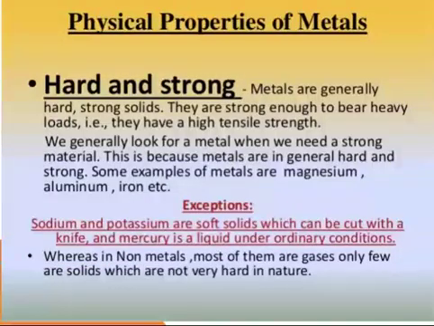Next, let us see the physical properties of metals. The first property is that metals are generally hard and strong. They are strong enough to bear heavy loads. Except sodium and potassium, they are soft, solid metals which can be cut with a knife. And mercury is a liquid at room temperature.